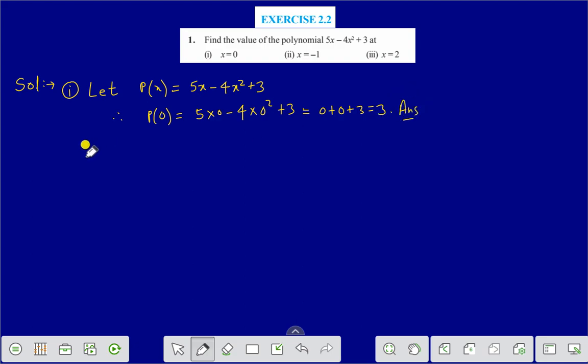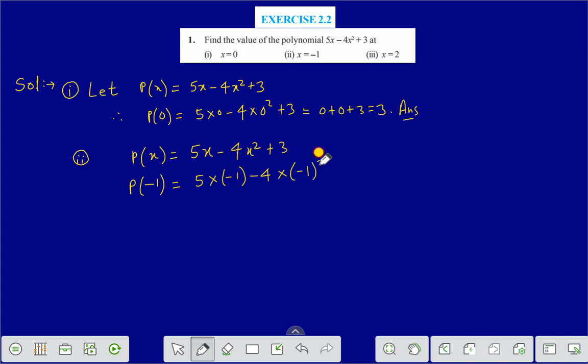We'll solve question number 2. Question number 2 is: if p(x) is equal to 5x minus 4x square plus 3, find p(minus 1). P(minus 1), then we are getting 5 into minus 1 minus 4 into minus 1 whole square plus 3.